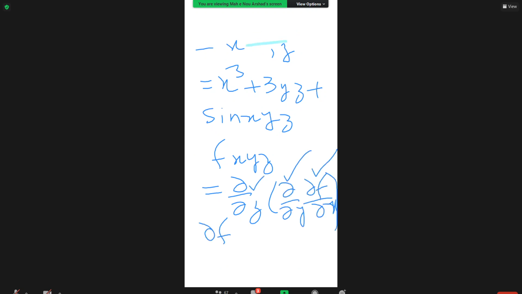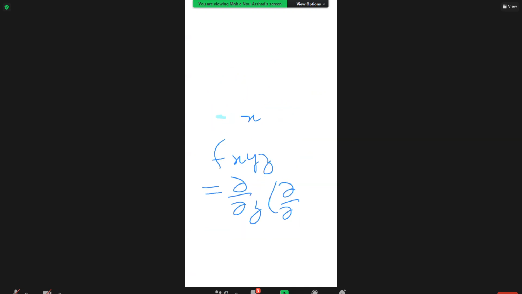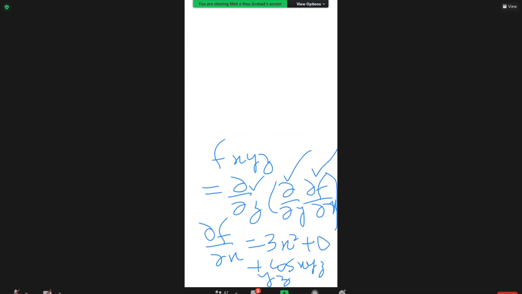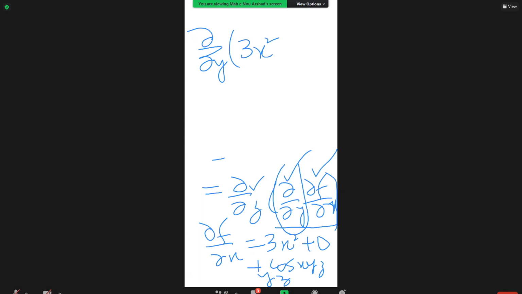Now you have calculated partial f by partial x. Now what will I have to calculate? By observing this formula, I can see here, now I will take the derivative of the upcoming result with respect to y. And what is the upcoming result? I have the result 3x plus yz cos xyz. I will take its derivative with respect to y.